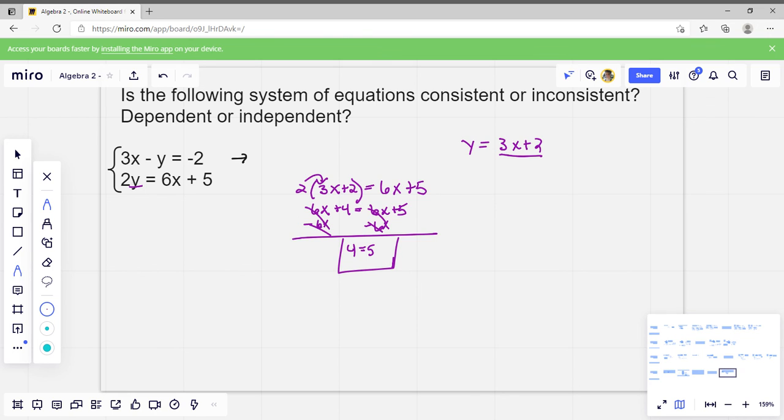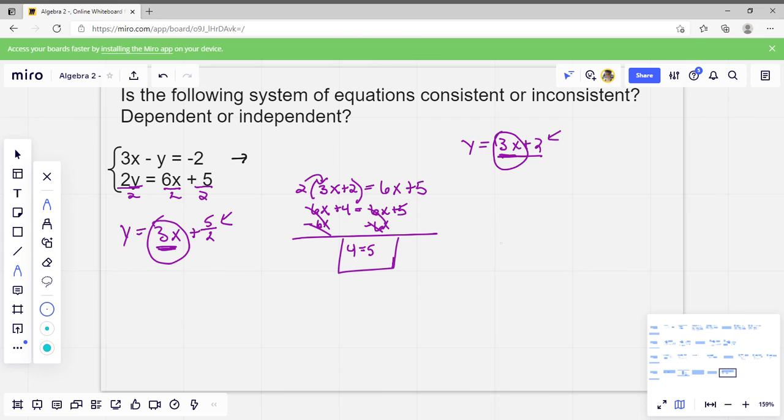Another way to tell that would be to divide every term over here by 2, just to put it in y equals mx plus b form, and we'd have y equals 3x plus 5 over 2. That tells us our slope is 3, and over here our slope is 3. But here our y-intercept is 5 over 2, and here it's 2. So those are parallel lines with the same slope, but a different intercept.